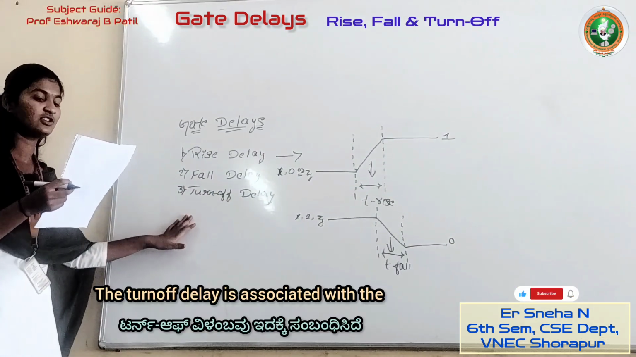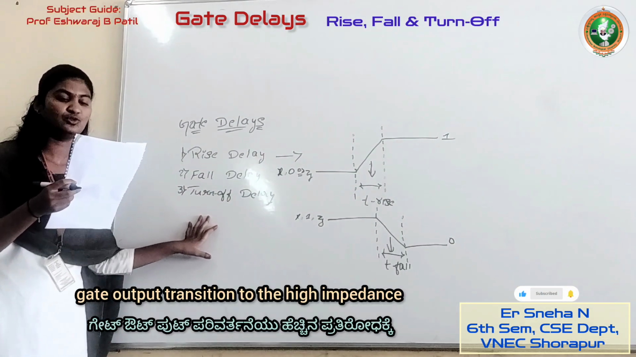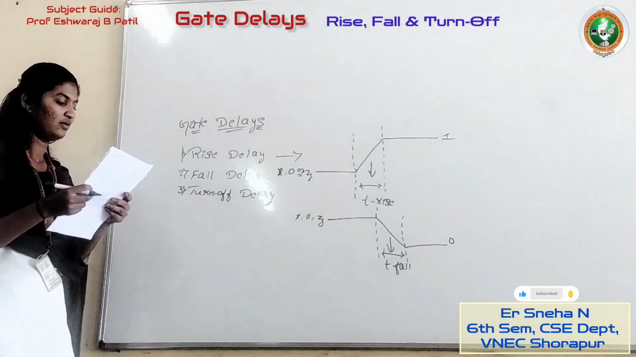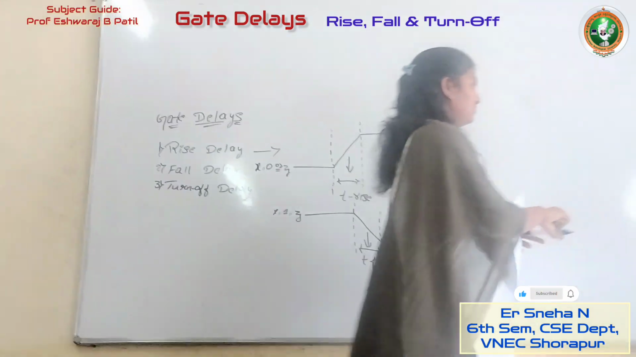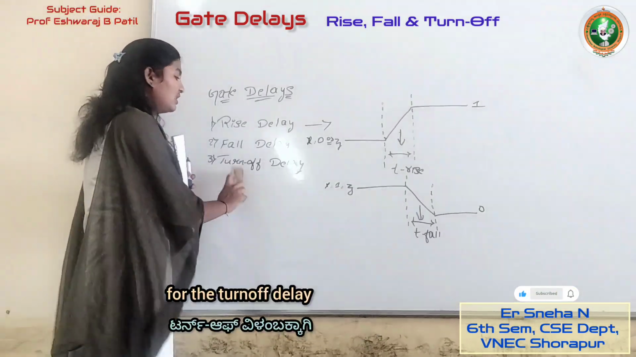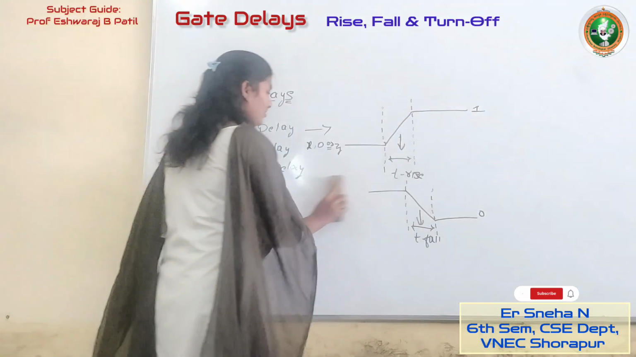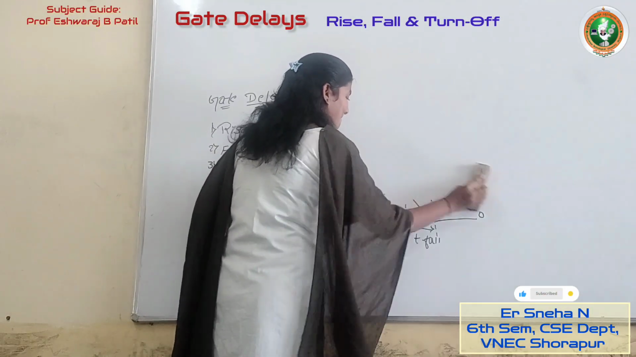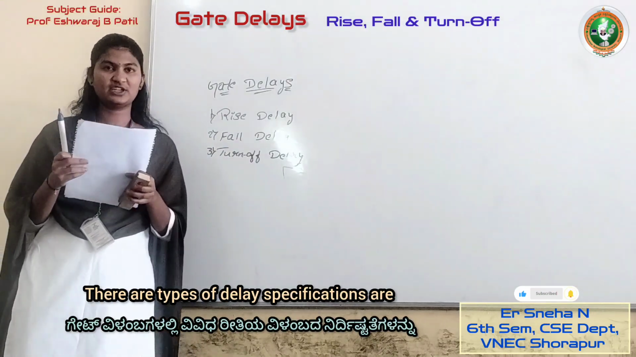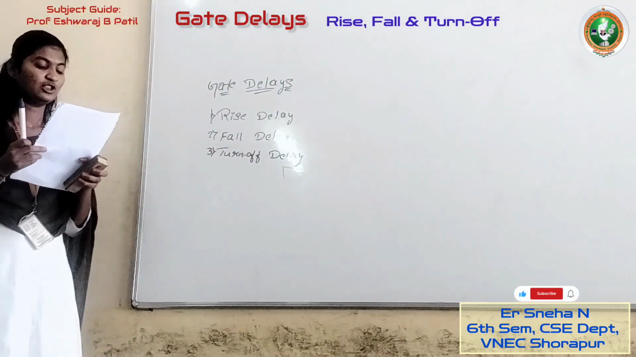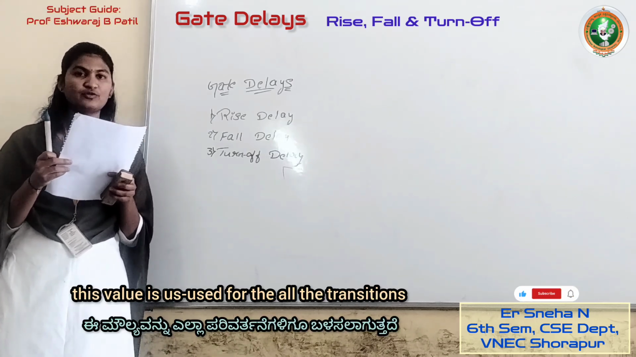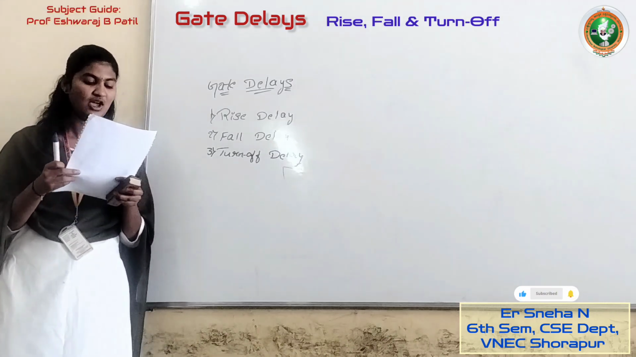The turn off delay is associated with the gate output transition to the high impedance value Z from another value, X. The minimum of the 3 delays is considered for the turn off delay. Three types of delay specifications are allowed in gate delays. The first one is if only one delay is specified, this value is used for all the transitions.